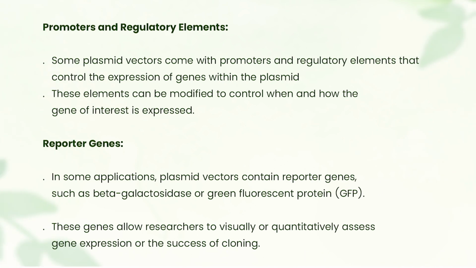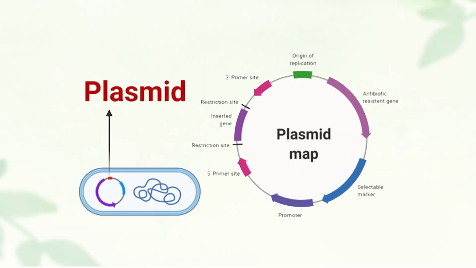If we see the reporter gene, in some applications, plasmid vectors contain reporter genes such as beta galactosidase or green fluorescent protein, that is GFP. These genes allow researchers to visually or quantitatively assess gene expression or the success of cloning. This is the plasmid map. You can see here the plasmid map.